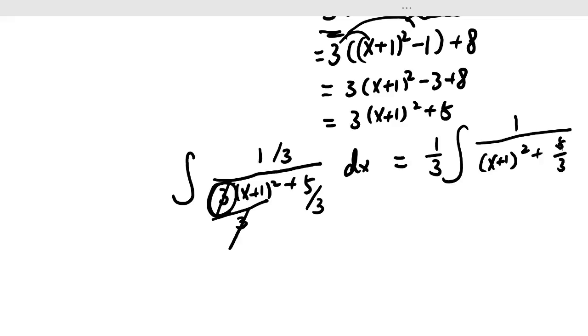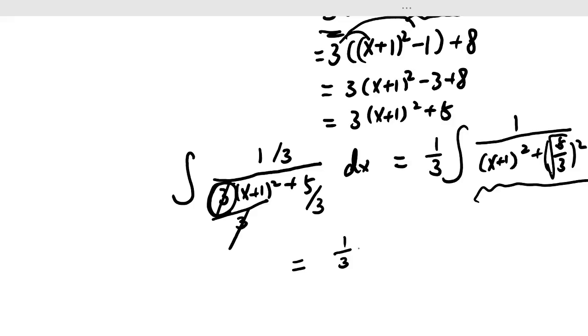This is not a perfect square, but we can make it a perfect square. Now we have the format we want. We can get to the final answer. Think about the u substitution right here. It's not going to change anything. Right, I'm gonna write it right away.